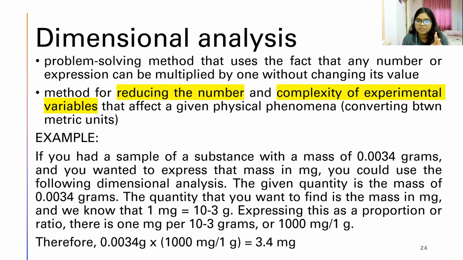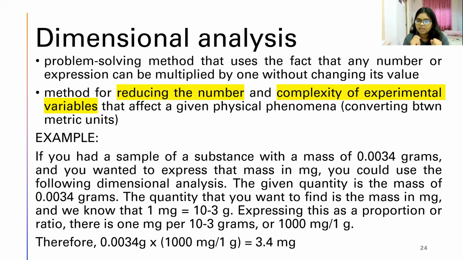The method of reducing the number and complexity of the experimental variables that affect a given physical phenomenon is called dimensional analysis. So we take a look at this example here. If you had a sample of a substance with a mass of 0.0034 grams and you wanted to express the mass in milligrams, you could use the following dimensional analysis. The given quantity is the mass of 0.0034 grams. The quantity that you want to find is the mass in milligrams.